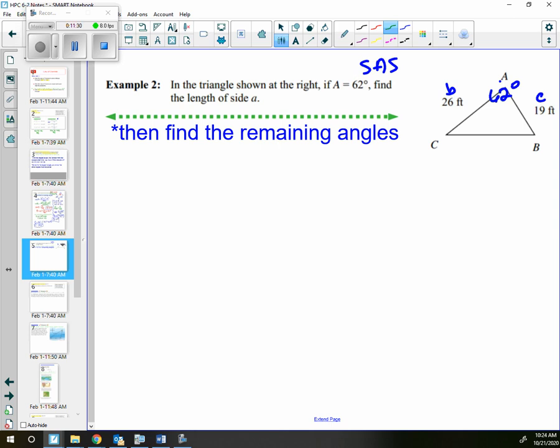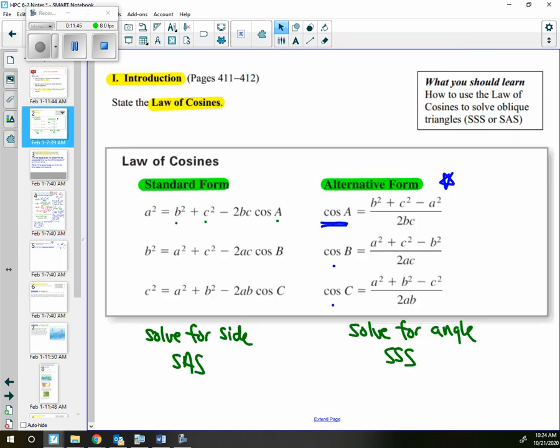If you're doing side, angle, side, you have only one option of things you can solve for. The only thing you can solve for is the side across from the angle that you're given. So we really have no other choice. In this case, we're going to have to be finding side A. So if you want to go back to your law of cosines, we have standard and alternate form.